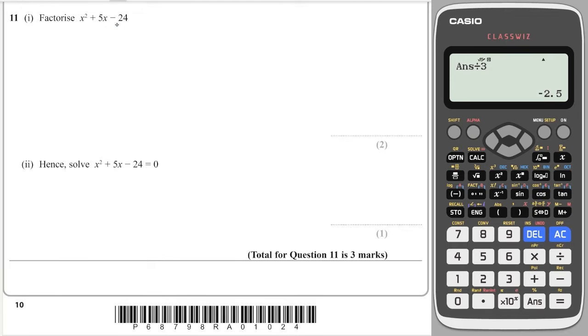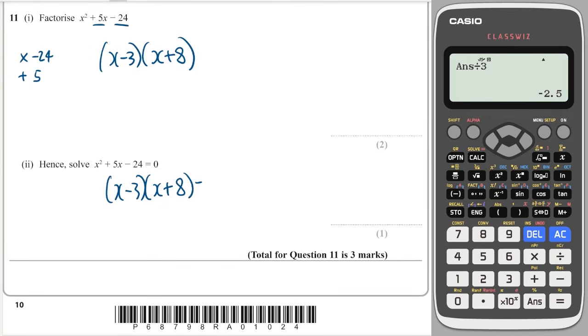Factorise, I'm looking for two numbers that times together to make minus 24 and add together to make positive 5. So those two numbers are minus 3 and positive 8. And we factorised. Next we need to solve. So we write that x minus 3, x plus 8 is equal to 0. So one of these brackets must be 0 because it's the only way that I can get a 0 by multiplying two things together is if one of them is 0.